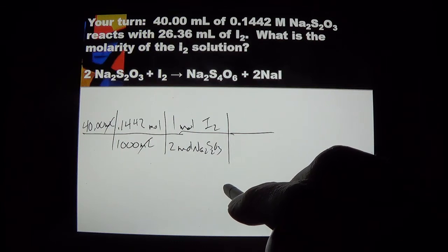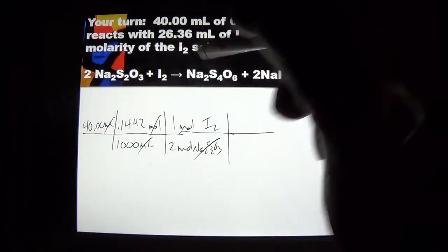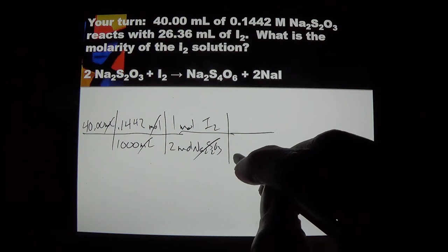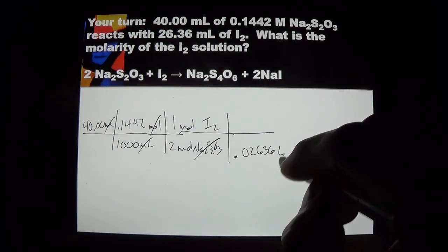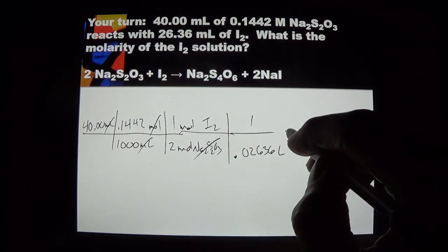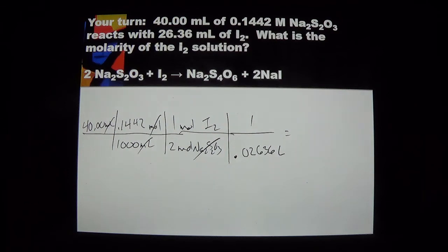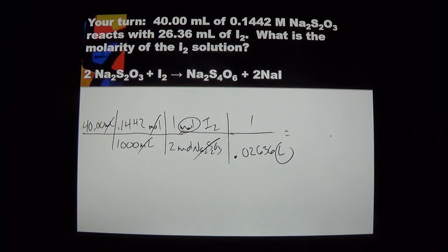Now, I know moles of I2, I'm looking for molarity, I want some moles per liter. Oh wait, I have moles. The only part I'm missing is the liters part. Do I know a liters part? Please tell me yes. 0.02636 liters. Where did I get that? Oh yeah, right there in the question. And now I get moles per liter, and so I'm going to get my molarity.